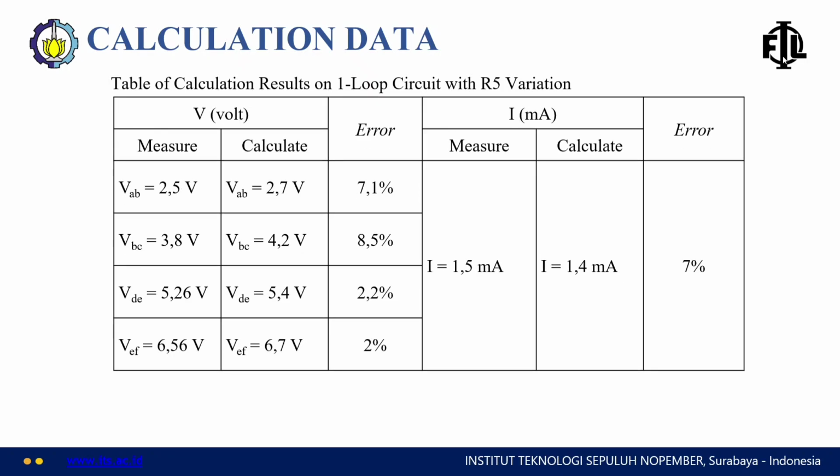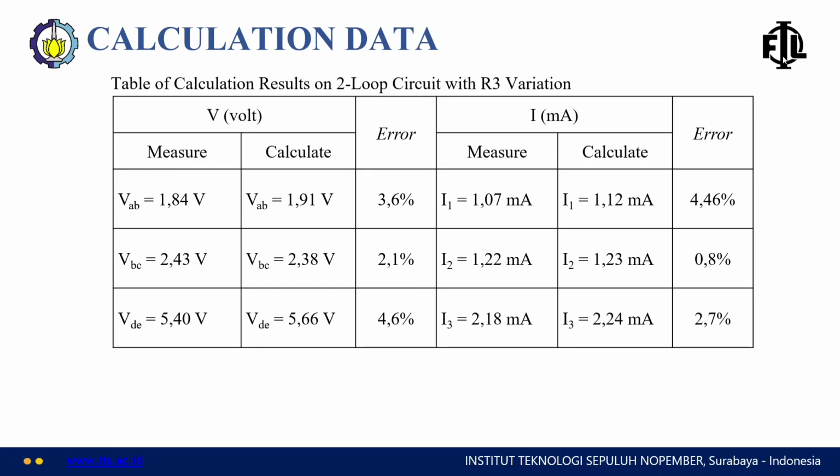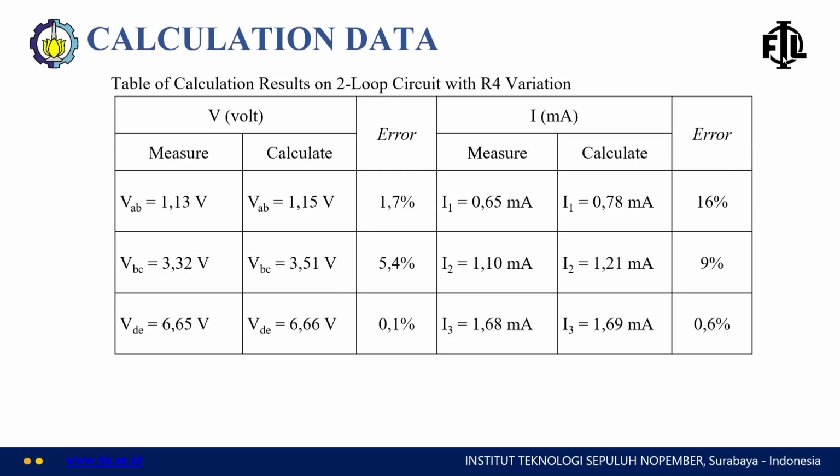Here is the table for a single loop circuit with variation in resistor number 5. The structure is the same, only the values are different. This table shows the calculation result for a double loop circuit with variation in resistor number 3. It includes measured and calculated voltage values with the corresponding percentage error, as well as measured and calculated current values and their percentage error. We present a similar table for a double loop circuit with variation in resistor number 4.